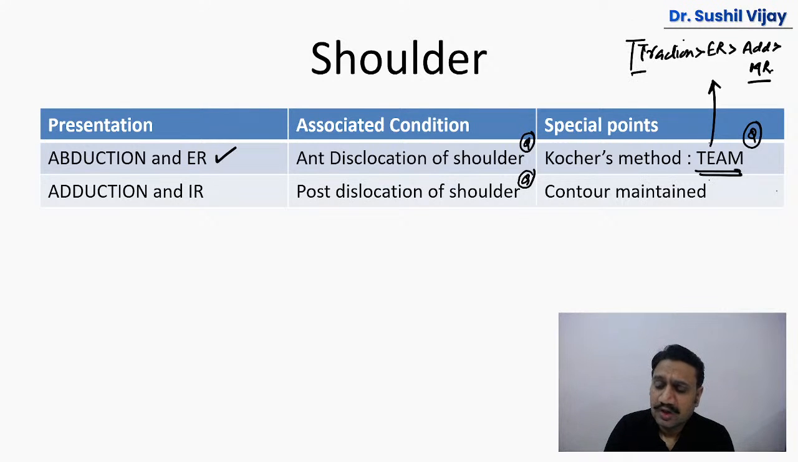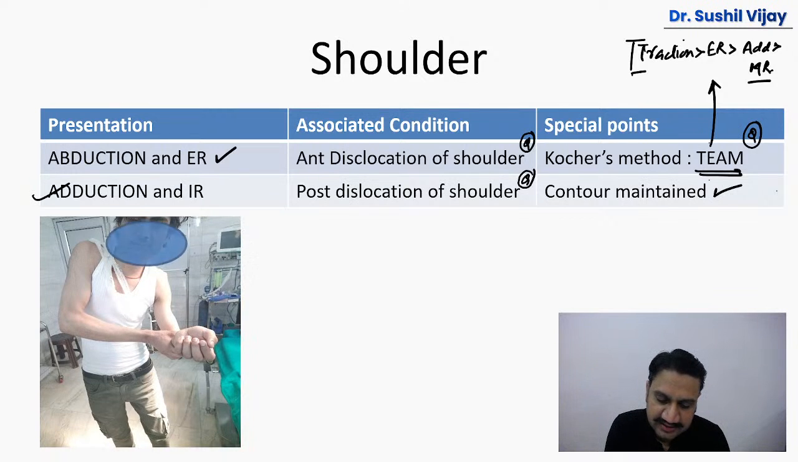If the contour of the shoulder is maintained and you are still talking about a dislocation, then you are talking about posterior dislocation. Okay, so posterior dislocation will have the contour maintained, and the anterior one will be reduced by Kocher's method. Two most important questions.